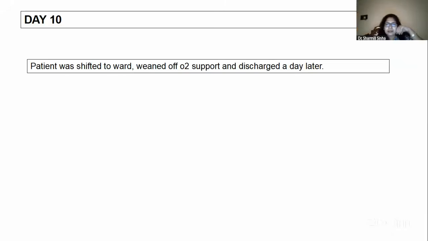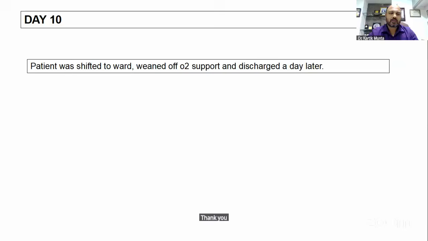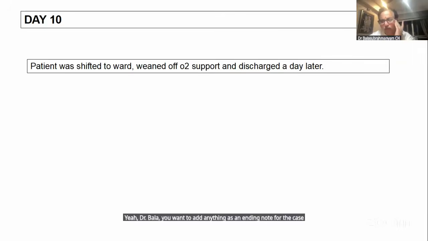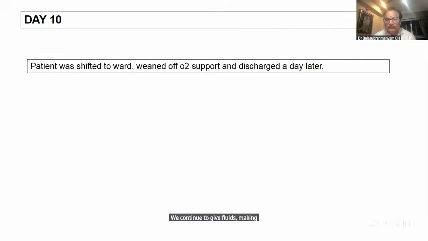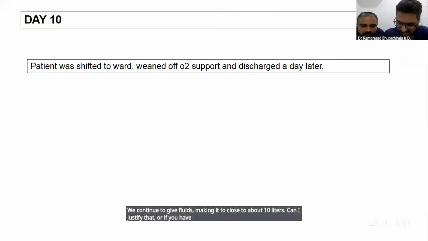Okay, thank you. Dr. Bala, do you want to add anything as an ending note for the case? I mean, Ram, one thing I look at is we continue to give fluids, making it close to about 10 liters. Can it be justified?